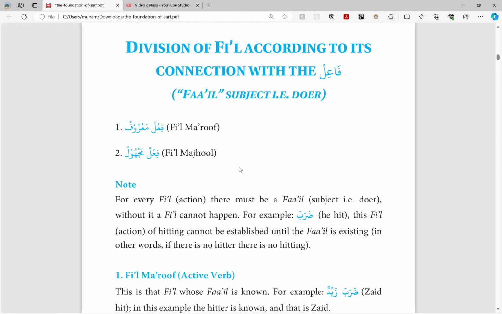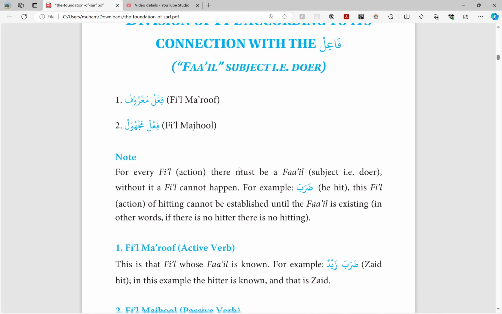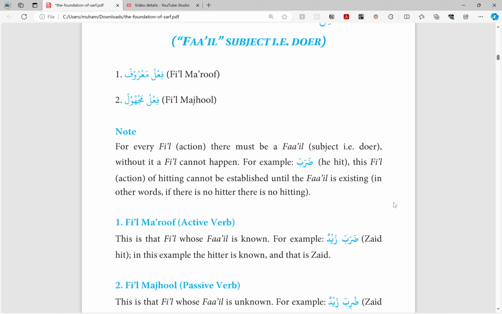Fa'il is divided into two parts: fi'l ma'ruf or fi'l majhul. We'll look at what they are. For the given note, for every fi'l, action, there must be a fa'il, a doer. Without it, a fi'l, a verb, can't happen. For example, daraba, he hit. This fi'l, the action of hitting, cannot be established until the fa'il, the doer, exists. In other words, if there is no hitter, there is no hitting.